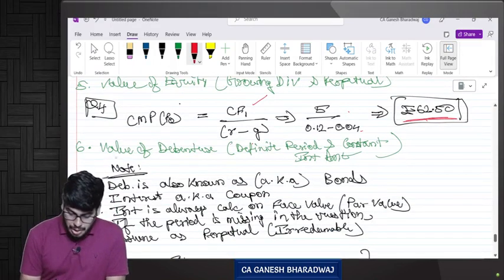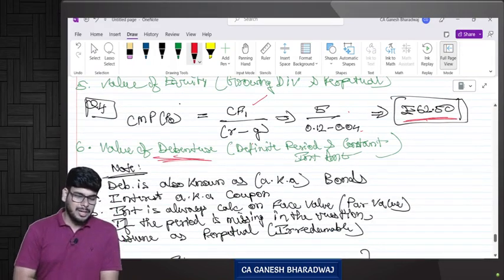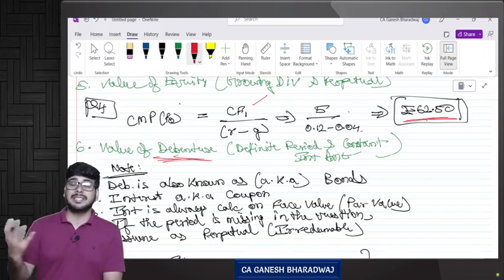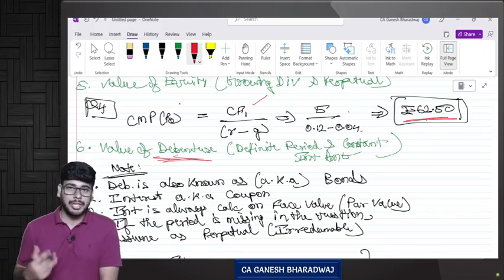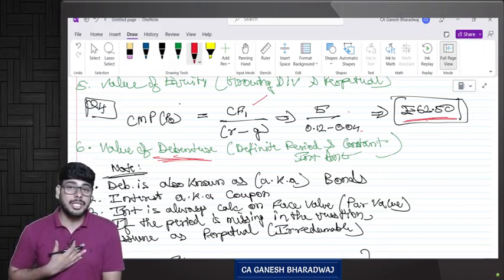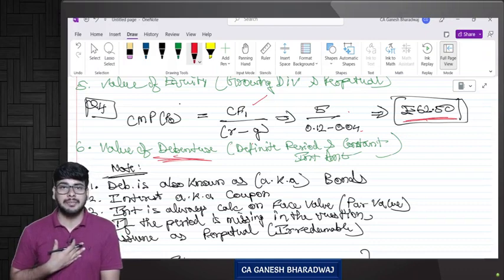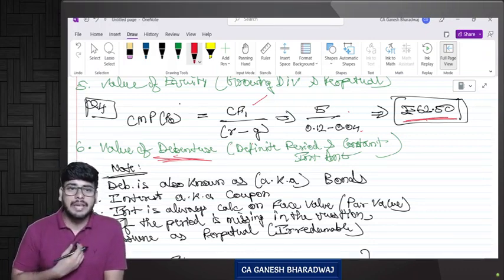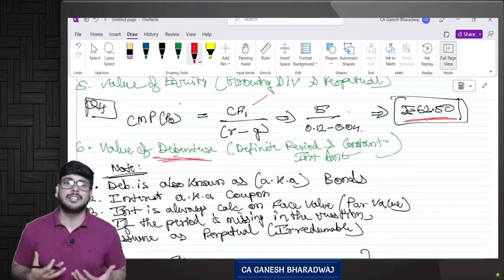Yes, let's go to valuation of debenture. Now, what do you mean by a debenture? Debenture is similar to a loan, correct? A loan in the form of a security, right? Fine. Now, the debenture holders, what will they get? They will get something called interest, correct or not? Debenture holders will get what? They will get interest as their return, correct?